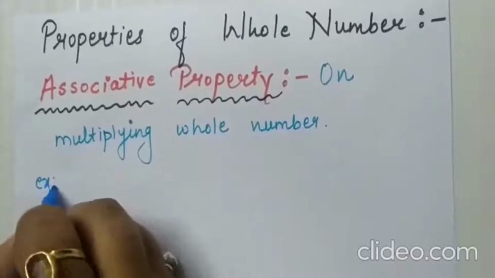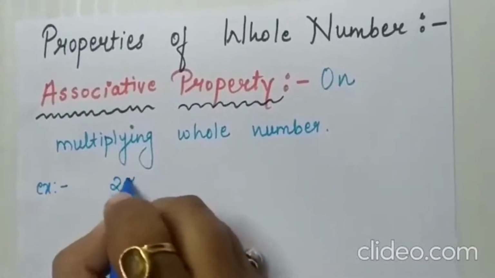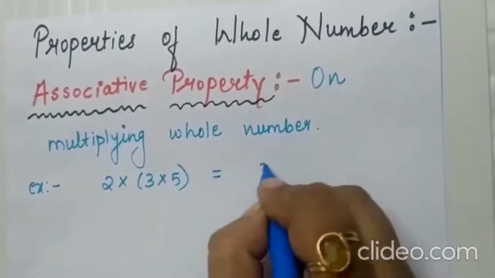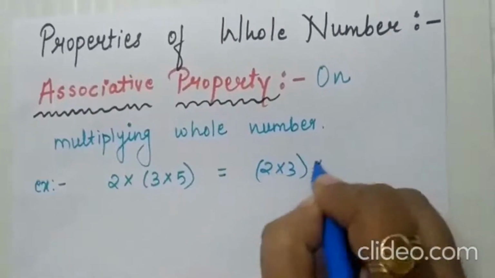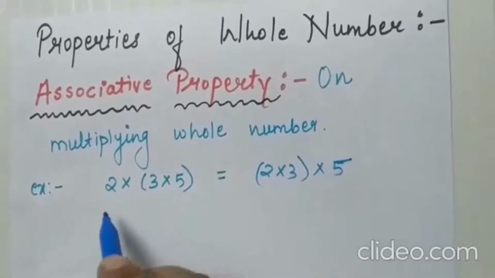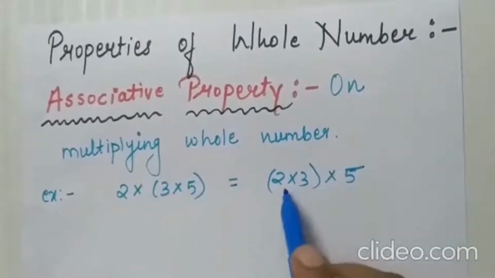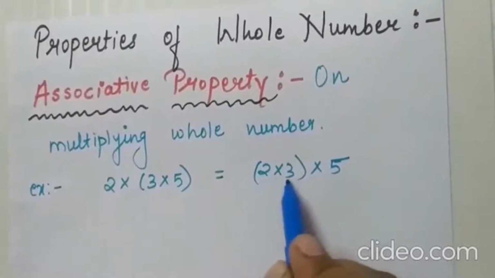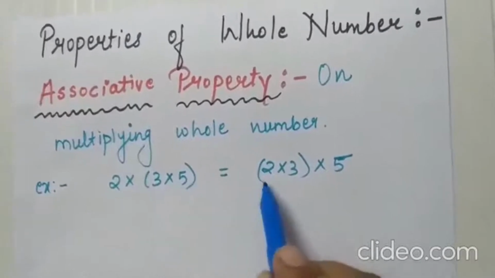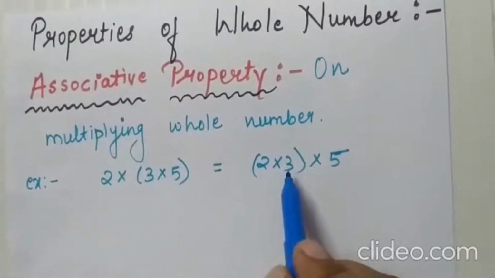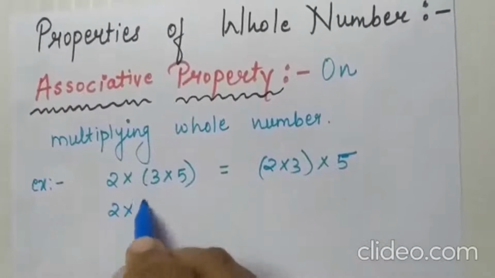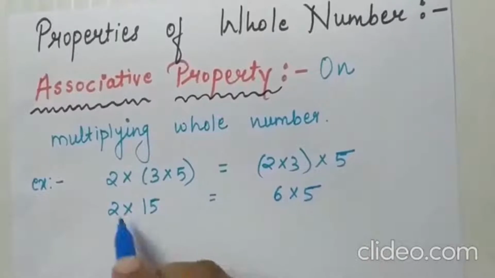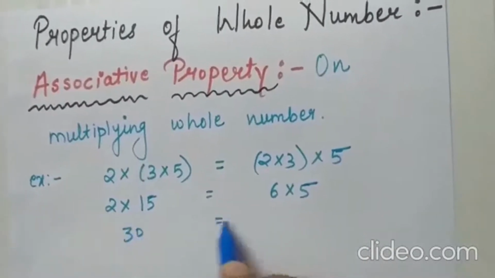I am taking the same whole numbers: (2 into 3) into 5 is equal to 2 into (3 into 5). Again I have taken 3 whole numbers, 2, 3, 5. Here also 2, 3, 5. But here I did different grouping. Here I grouped 2 and 3 and here I grouped 3 and 5. Now we'll see the result. 3 5s are 15, 2 into 15 is 30. Again 2 3s are 6, into 5, 6 5s are 30.